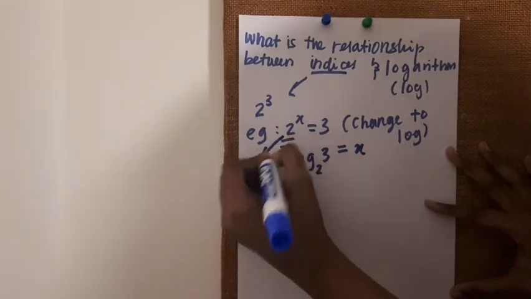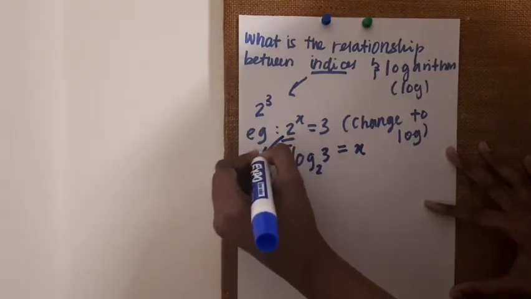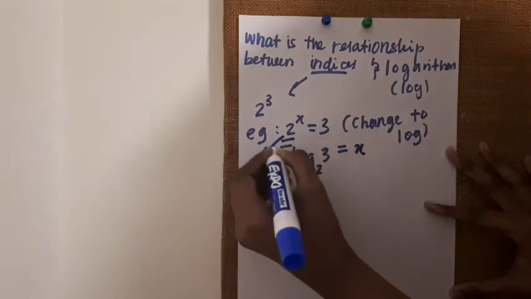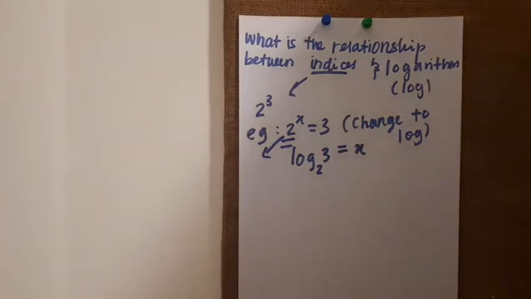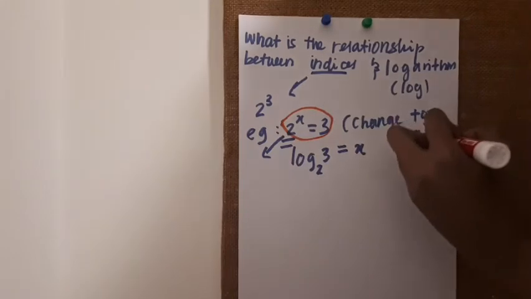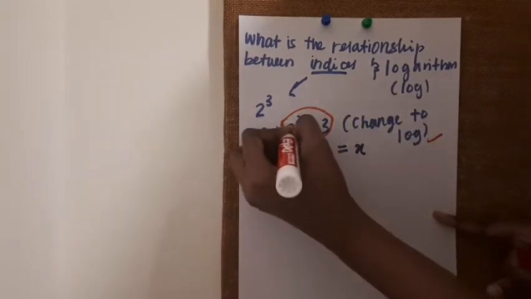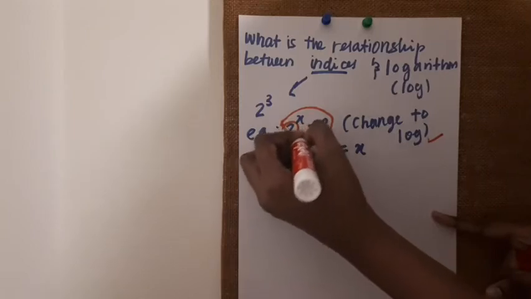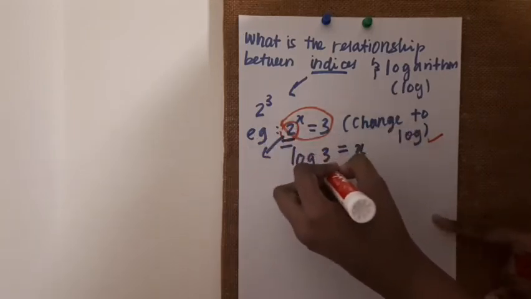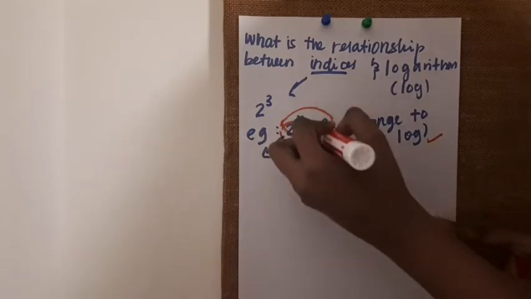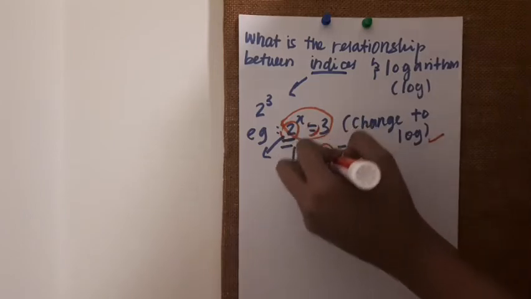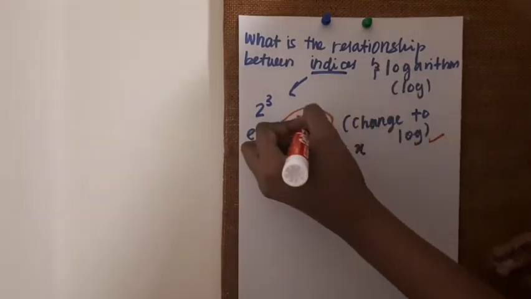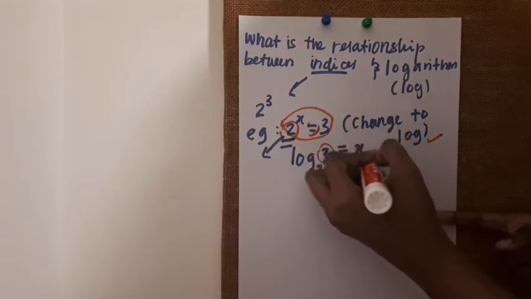So when you want to change this part to the log, what you do is make the base of the indices the base of the log. Whatever is after the equal sign will become the number or unknown, whatever it is. Then the power will become the number here.